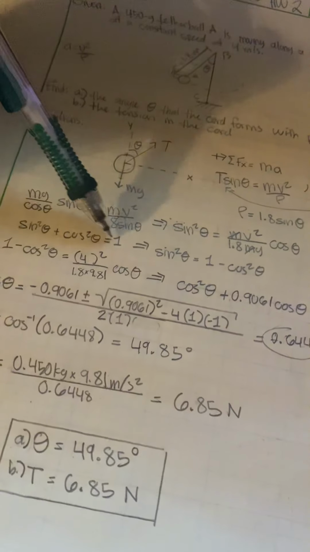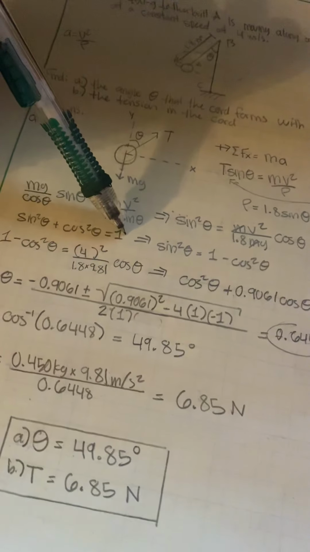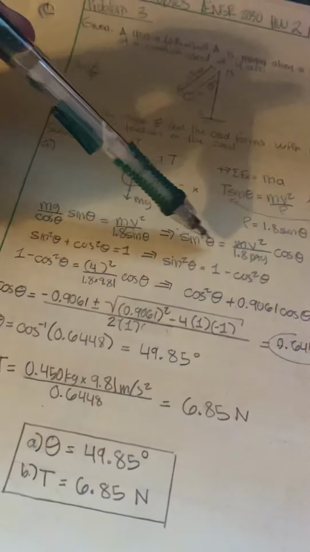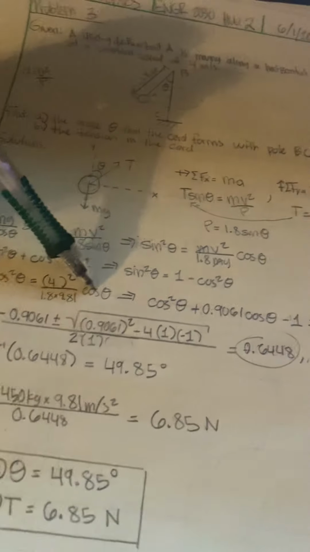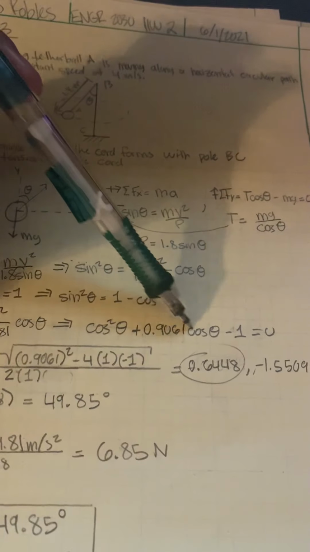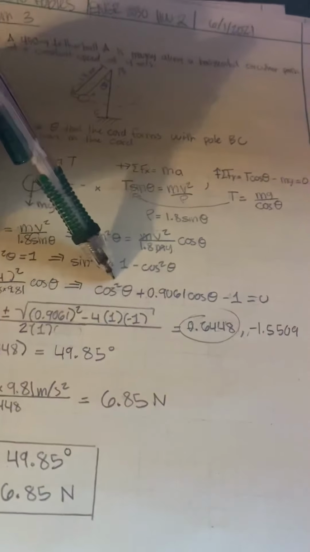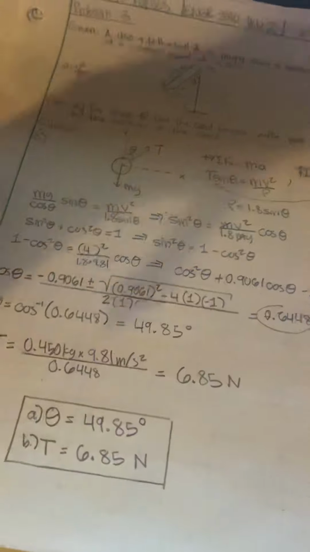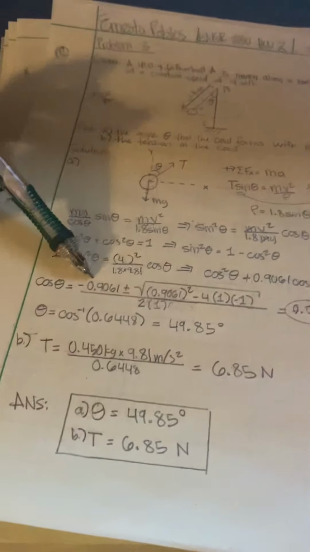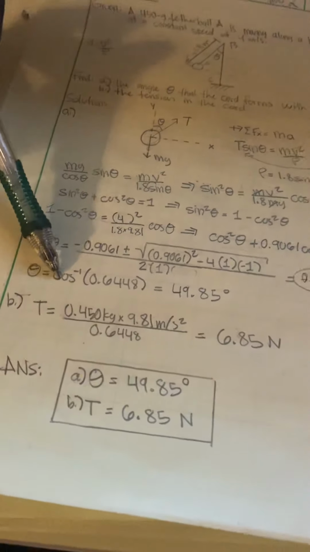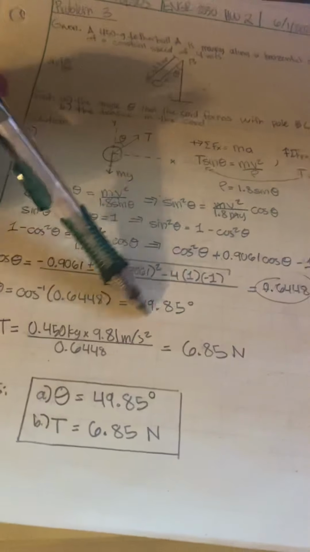Then I remembered that sine squared plus cosine squared equals 1. So I could substitute sine squared with 1 minus cosine squared, plug that back in here, and simplify it to cosine squared plus 0.9061 cosine minus 1. And I could use the quadratic formula for this to find cosine theta. Plug in the quadratic formula, given these two values. It can't be negative, so use this one right here. Then use the inverse cosine to get the angle, which is given right here.